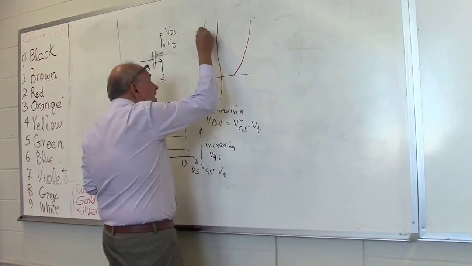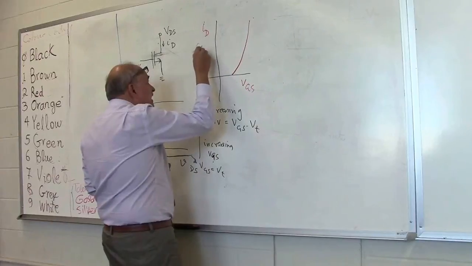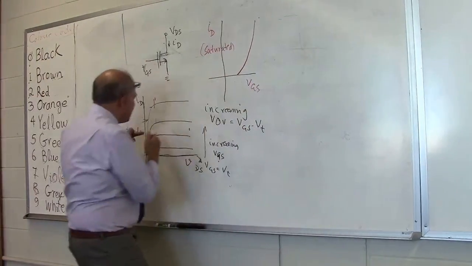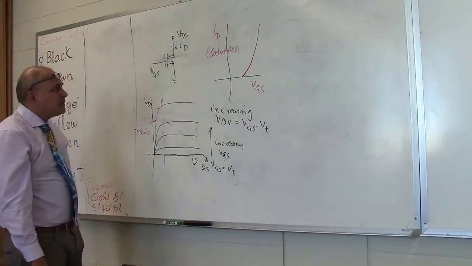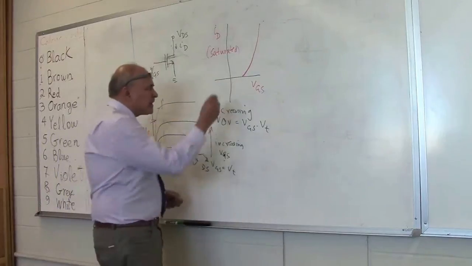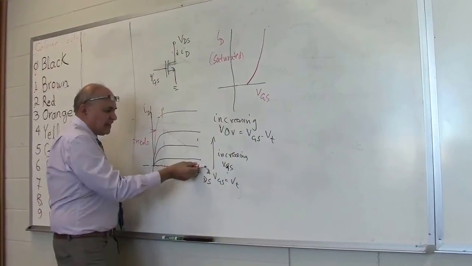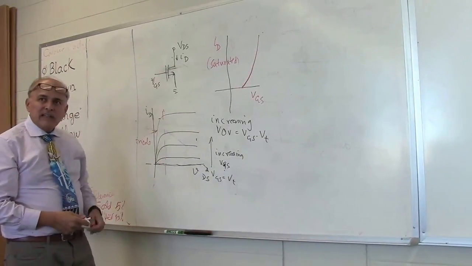This is ID, and this is VGS. And this is in the saturated state only. This is not true in the triode region. It's only in the saturated region. Or in the cutoff region too, you could say, because VGS less than VT is the cutoff region, which is just this flat line here, where everything is cut off. So this is the kind of characteristic we get.